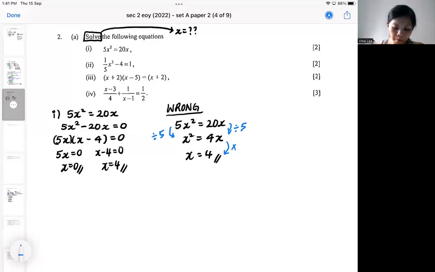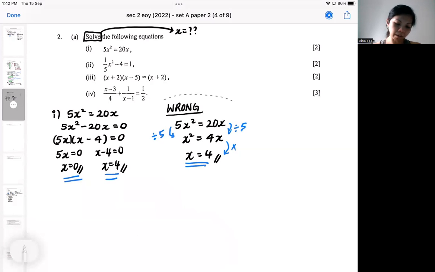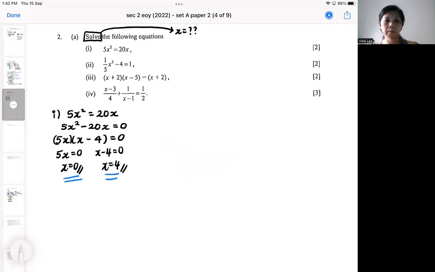So what is the effect? You only got one answer when the real one got two answers. Whoever cancels x, or if you cancel a function in x, you will end up with a missing answer. So that is a conceptual or technical issue. So take note of why you got missing answer. Of course, if you got missing answer, you're not going to get your full marks.